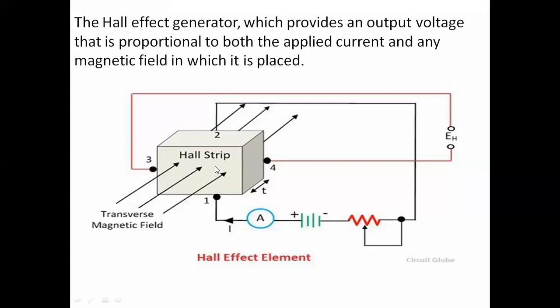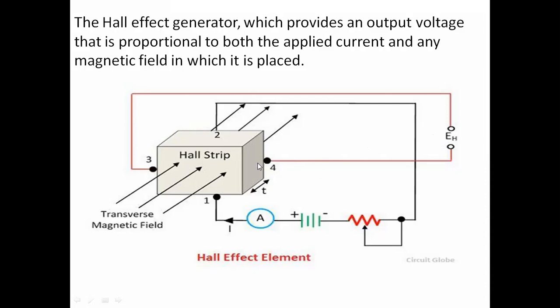If we consider this strip as three-dimensional, on one side of the strip, the front side, we apply the magnetic field, and on the top and bottom sides we apply the current. The right and left sides of the strip are connected to pointers, and from that we get the voltage. That voltage is called the Hall voltage. Based upon this principle, the Hall effect transducer was developed.